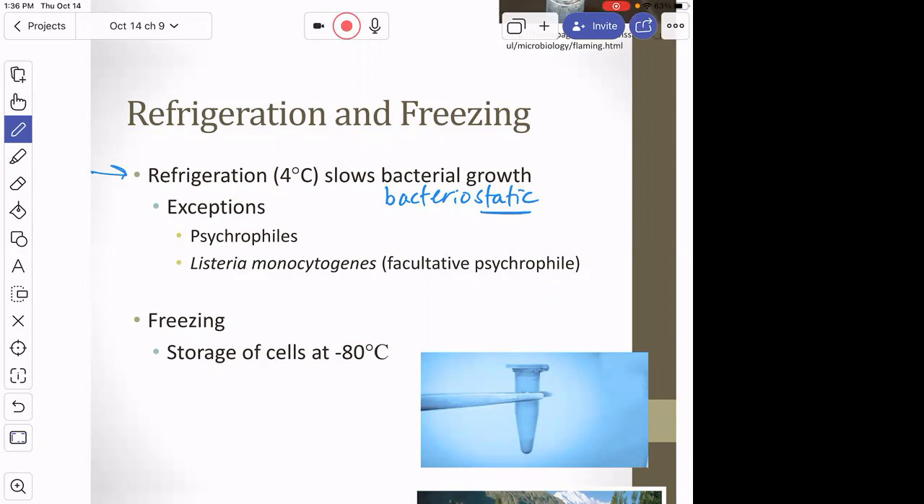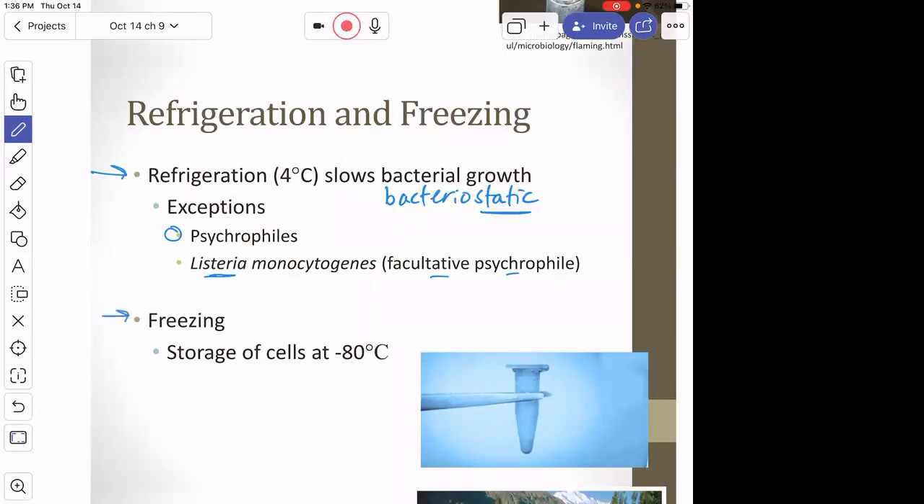Now, there are exceptions to that. There are organisms, remember, psychrophiles are ones that grow optimally in cold temperatures. And there are organisms that are considered facultative psychrophiles. So like Listeria, that's an organism that grows optimally more like room temperature, but it grows really well in the refrigerator as well, not quite as fast. And that's a common foodborne pathogen. Every once in a while you hear about some lunch meat or something being recalled due to finding some Listeria contamination at the processing plant.